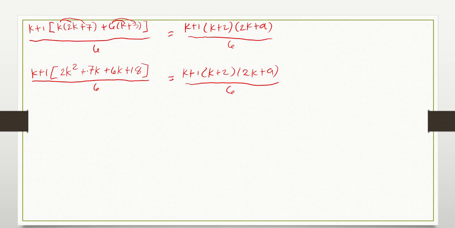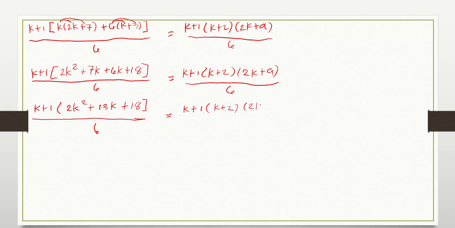Then we combine here 2k squared plus 7k plus 6k plus 18. That will become k plus 1 times 2k squared plus 13k plus 18, all over 6. We're almost done. And then you copy again the right side, k plus 2 and 2k plus 9.